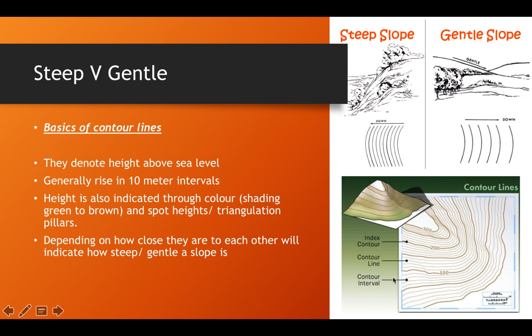A couple of other things just before we look at some other slopes: the index contour is the main numbers that you see on an Ordnance Survey map. So in this example here, they're done in 50 metres. So this would be 0 metres above sea level. This would be 50 metres above sea level, 100, 150, 200, 250 and 300 metres above sea level. The lines themselves obviously are the contour lines. And the gap between the contour lines is called the contour interval.